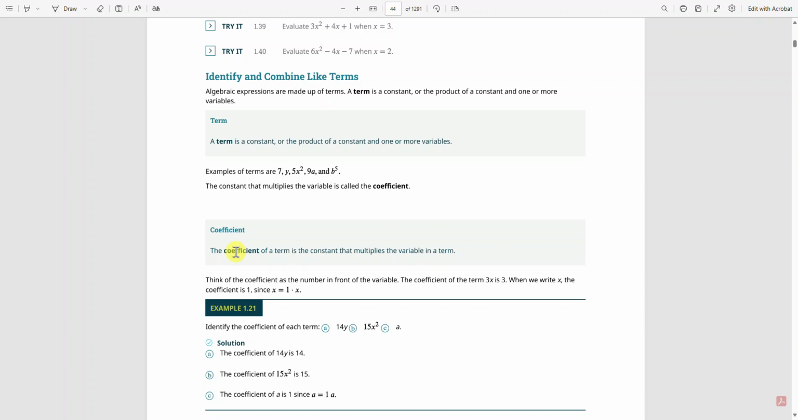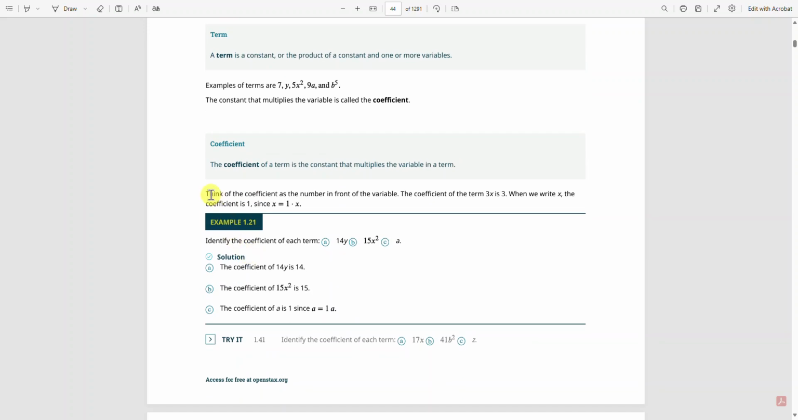If we were to look at the 2 factors and just call them cofactors, that would really express the idea of a coefficient. A coefficient is really a cofactor, one of a number of factors. All right? Think of the coefficient as the number in front of the variable. The coefficient of the term 3x, or 3 times x, is 3. When we write x by itself, the coefficient is 1 because x is equal to 1 times x. So any variable written by itself, like x here, has a coefficient of 1.